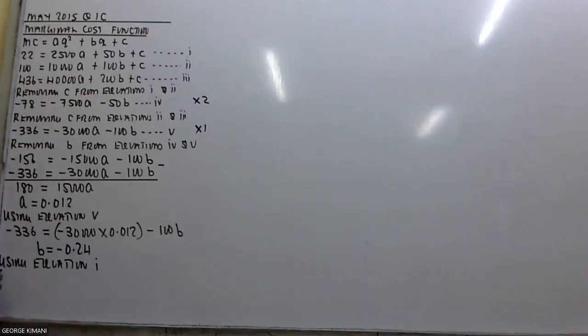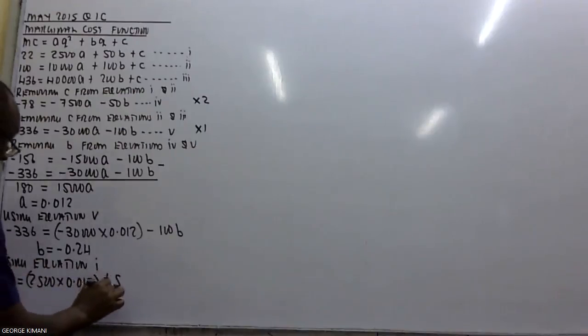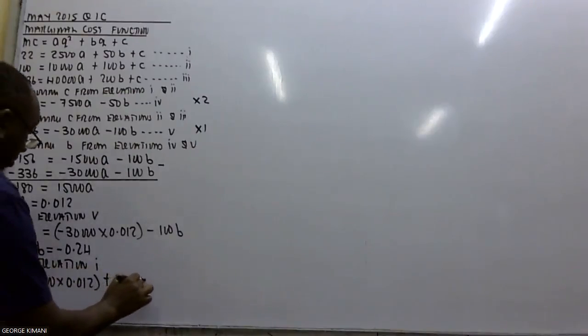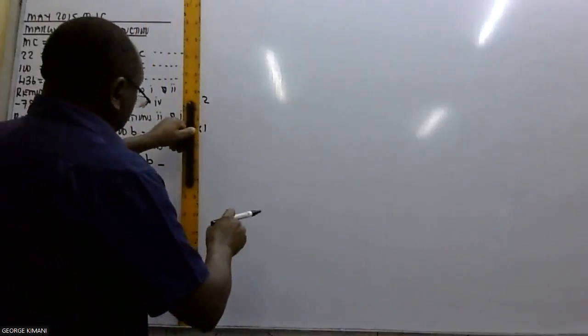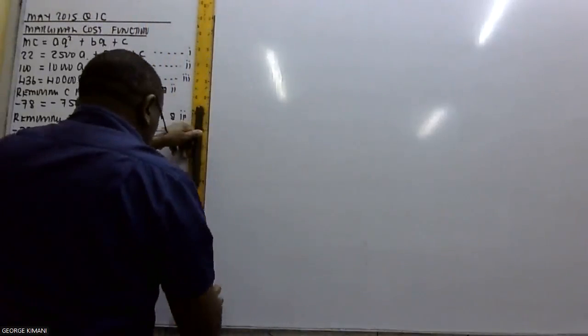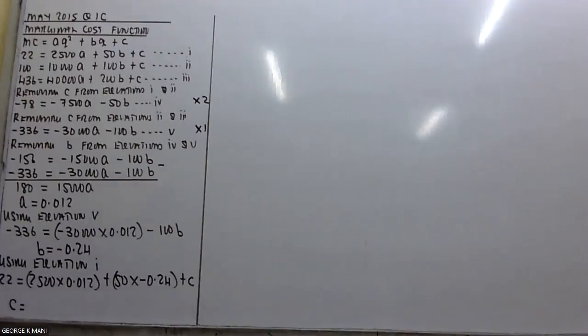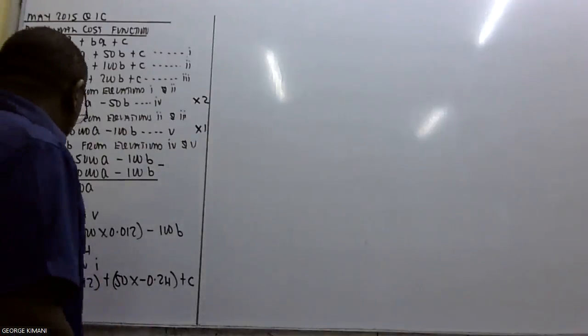Now let us use equation one. Using equation one, I will say 22 equals 2,500 times 0.012 plus 50 times minus 0.24 plus C. So you tell me the value of C. So C is 4.